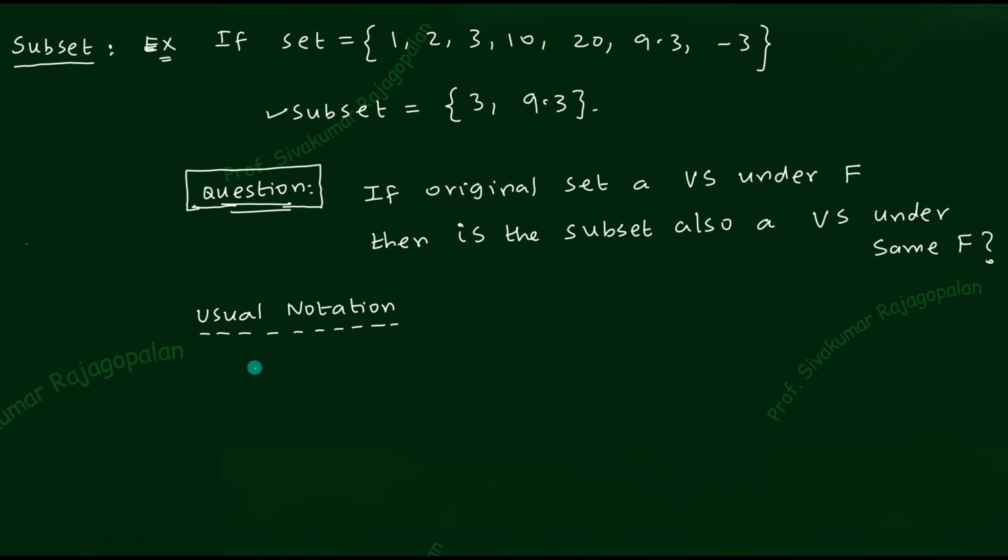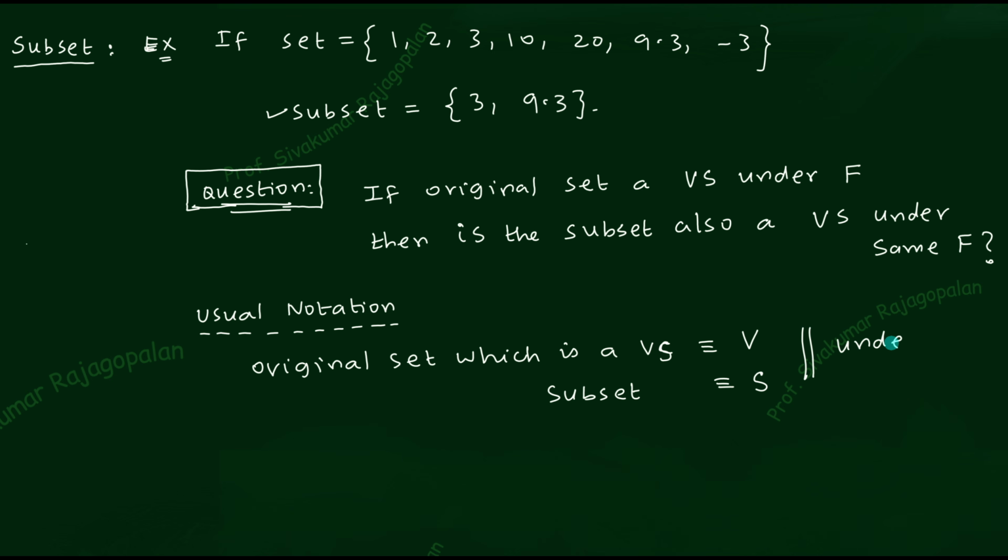For that, the notations are standard. The original set, which is already a given vector space, I will write as V. It will be a comfortable notation. And the corresponding subset, you write with a capital S. The point to be noted is that these things have to be worked out under the same field and the same operator. They should not be changed. In both V and S, the field should be the same and the operator should be the same.